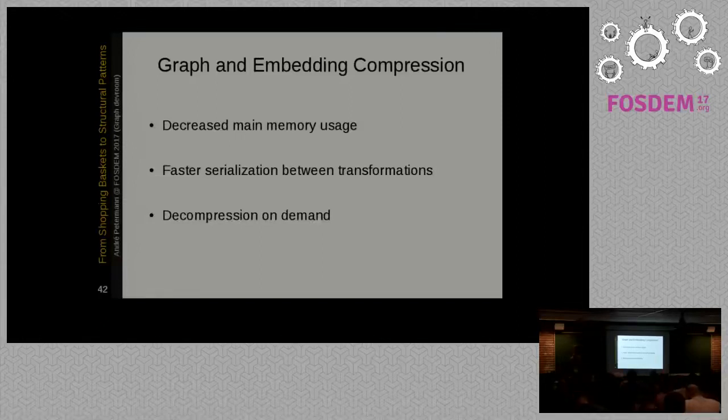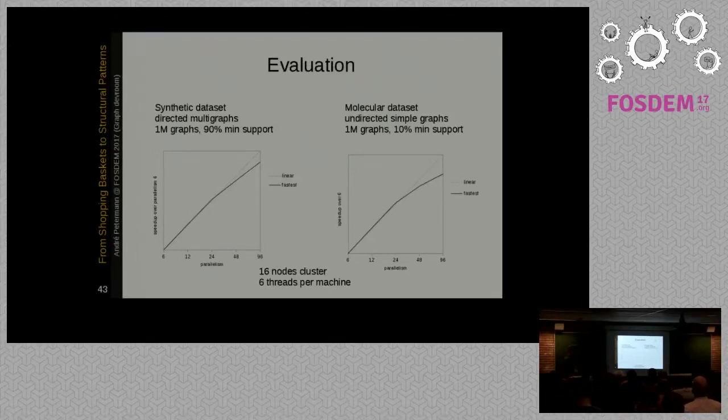Then additionally, we experimented with graph and embedding compression mainly to decrease memory usage and to allow faster serialization between transformations. And this is also something we have learned really matters in Apache Flink. And the decompression we execute only on demand. For example, embeddings of infrequent patterns will never be decompressed and so on. So there are a lot of detailed optimizations. Yeah, then we did some evaluations.